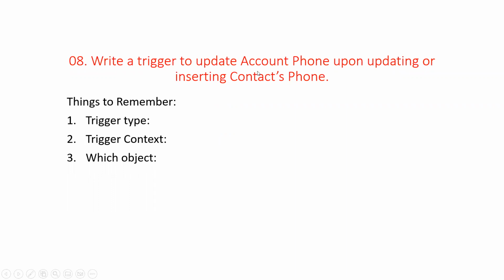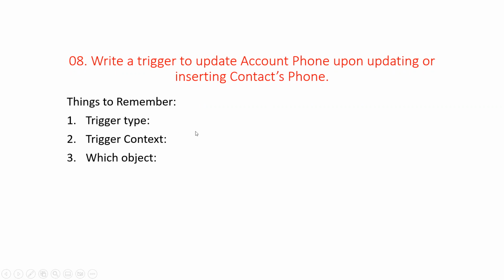These two objects already have a relationship, which is a lookup relationship, from contacts to account. Account is the parent object, contact is the child object. So we are trying to update all the contacts' account records with the phone of the contact record, upon updating any contact record's phone. So here are the things.